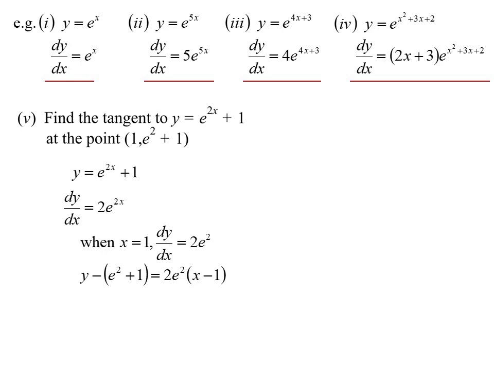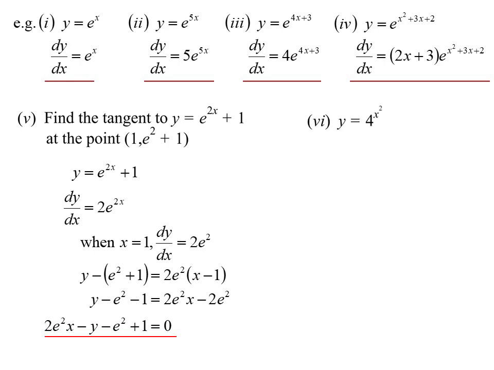Point slope formula. So y minus the y value, which is e squared plus 1, is equal to the slope, 2e squared, times x minus the x value, which is 1. It's a strange looking thing, but that's because we're using irrational numbers there. Remember, e is just a number. We don't know what it is exactly. So we end up in general form, 2e squared x minus y minus e squared plus 1 would be 0. That would be the exact value of the equation of the tangent.